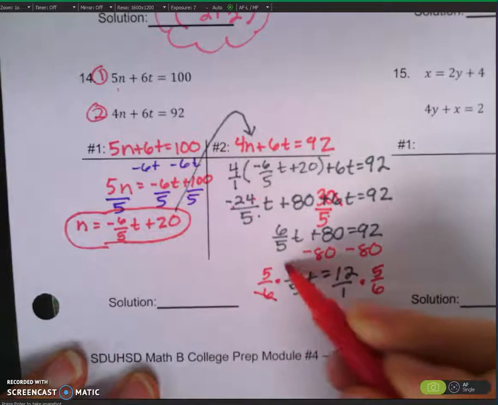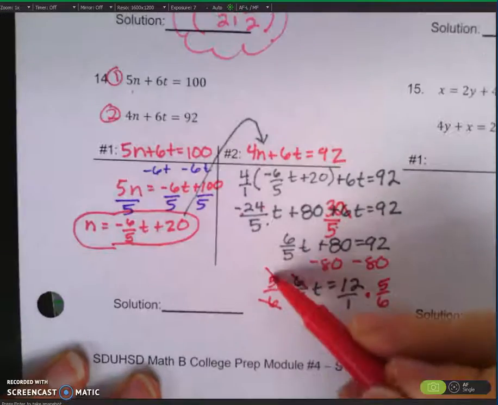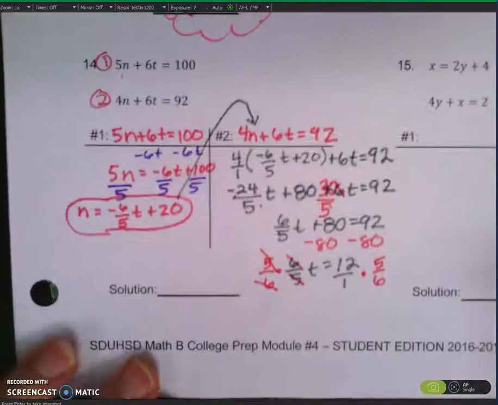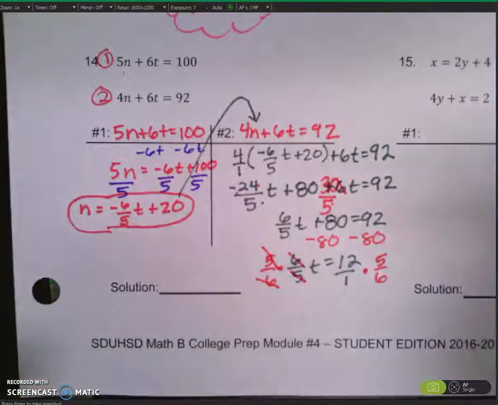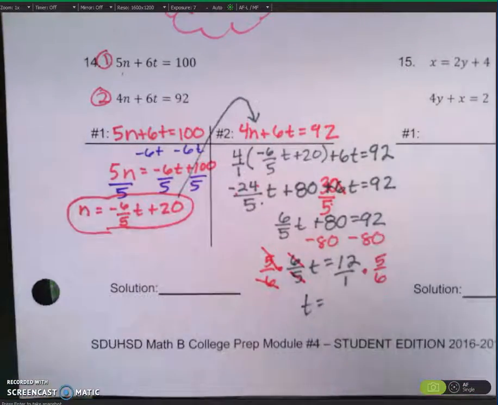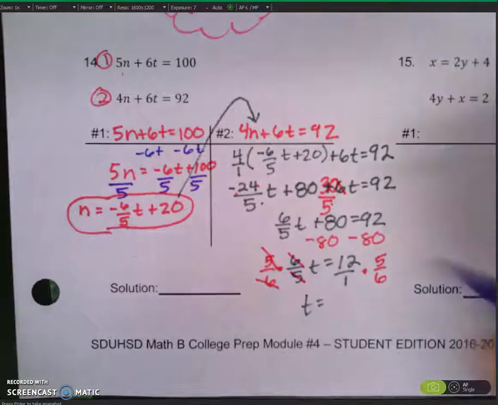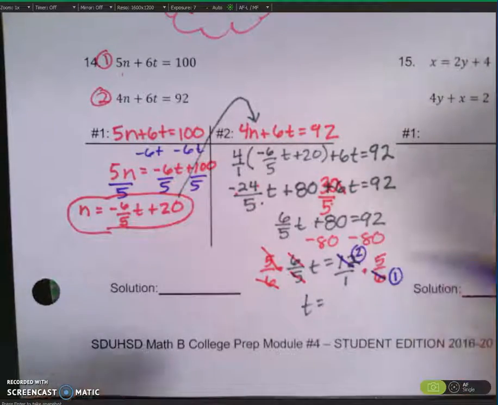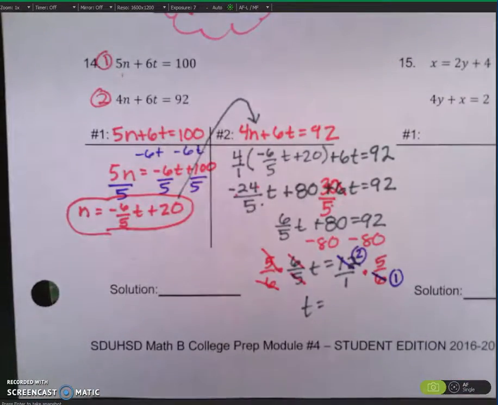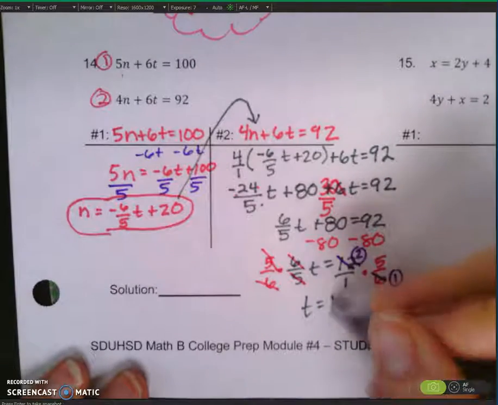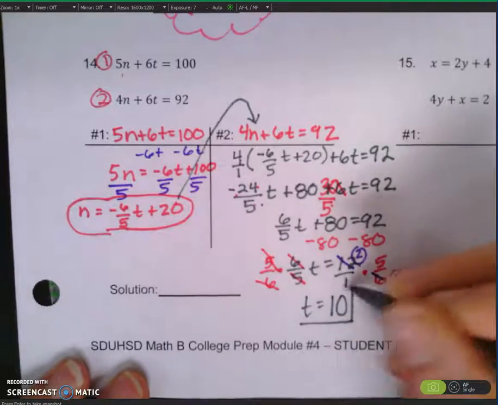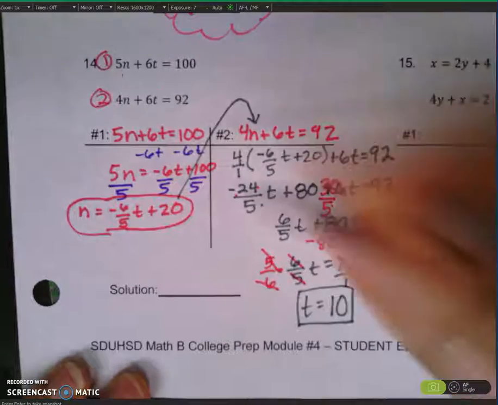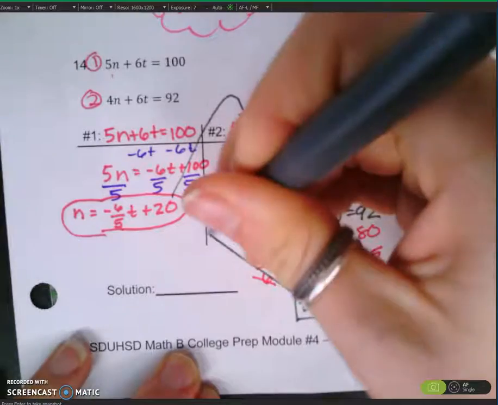So the 6's both cancel out, become 1's. The 5's both cancel out and become 1's. And I'm left with t on this side. And on the other side, the 6 cancels out, becomes a 1. The 12 cancels out, becomes a 2, because 6 goes into 12 twice. And I get t equals 2 times 5, which is 10. Excellent answer, but not the whole solution, because the solution to the system is the point of intersection.